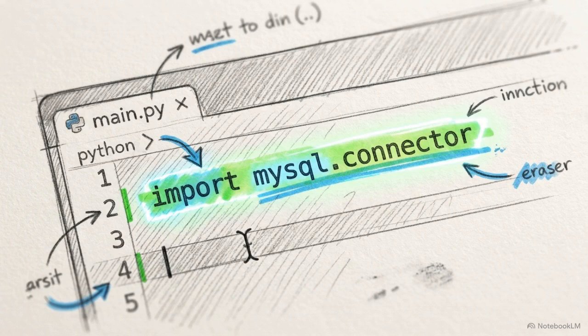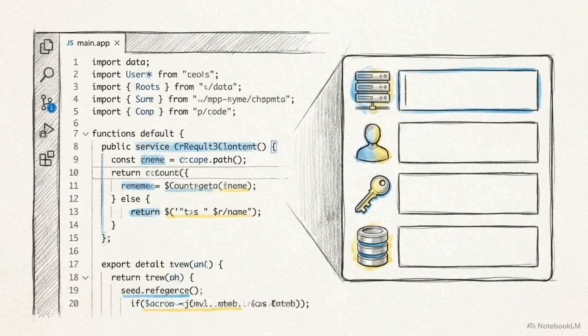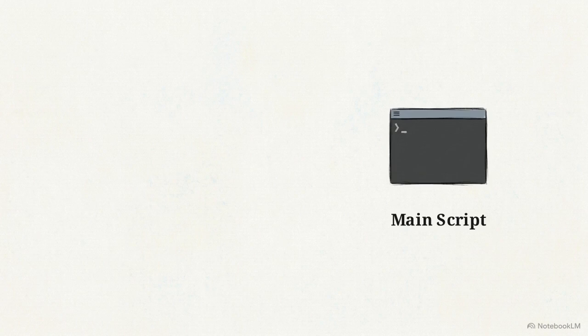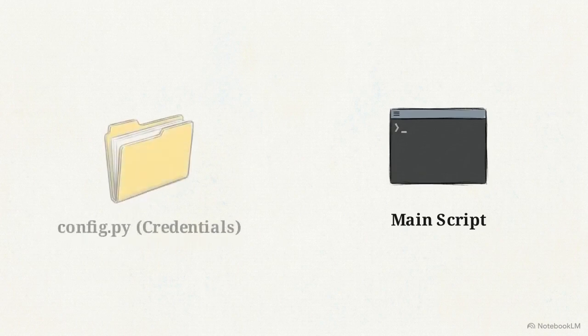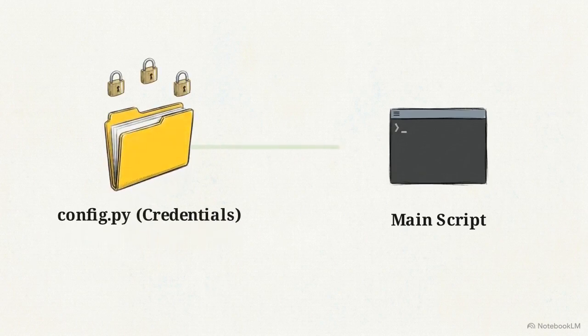Step 1 is bringing in the tools. We import the mysql.connector module and set up the connection object, giving it the host, user, password, and database name. Writing passwords directly in the main script is a security risk. Instead, we store sensitive details in a separate configuration file. We test this by printing the connection variable. Seeing that numeric connection ID confirms the database and script are talking.